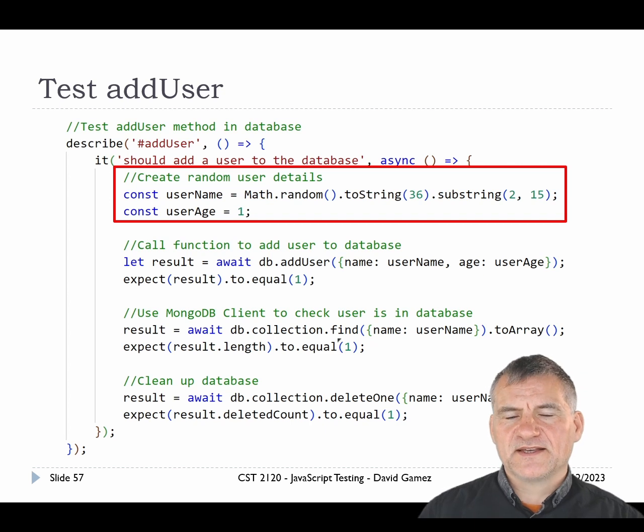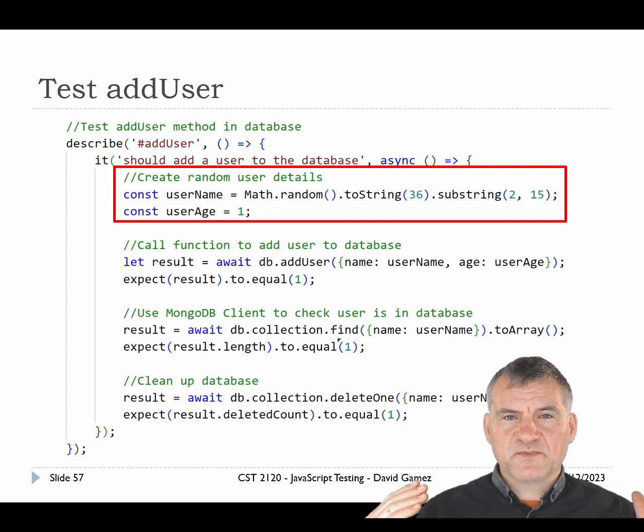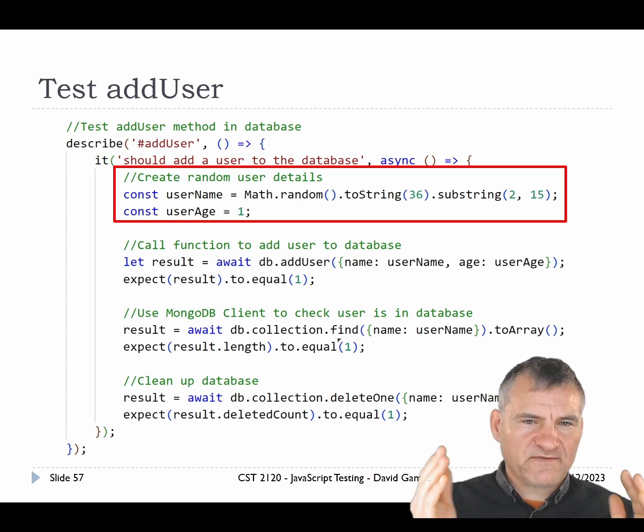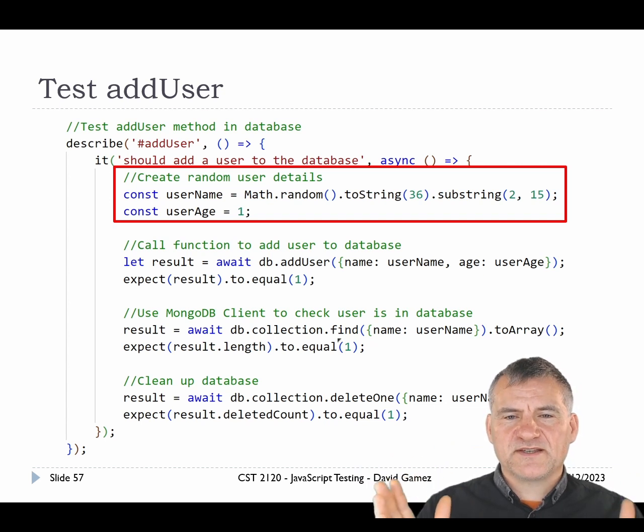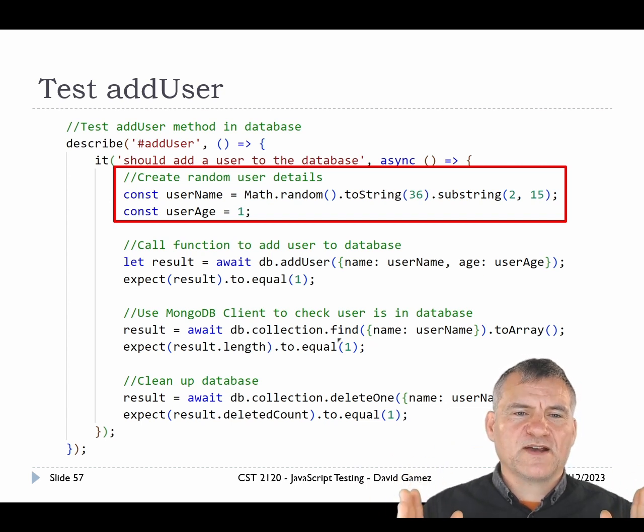And one way to do that is to create a user that we're pretty confident is never going to exist in the database. I could have used a unique ID method here, but I just used a very simple way of generating a random name. I've generated a random name that I'm pretty confident is unique in the database, and I've given them a random age of 1.